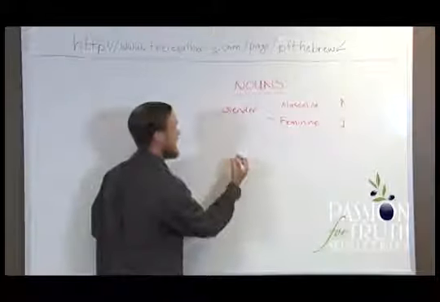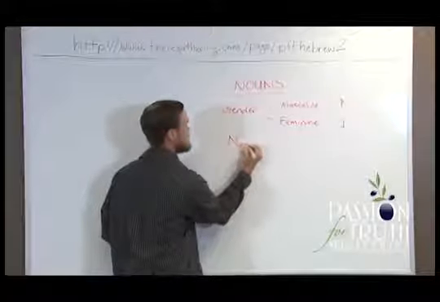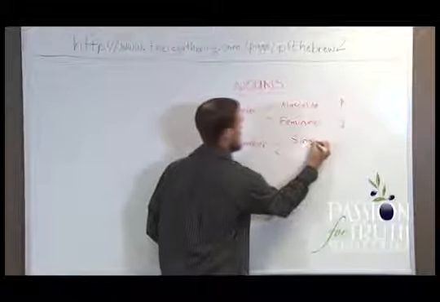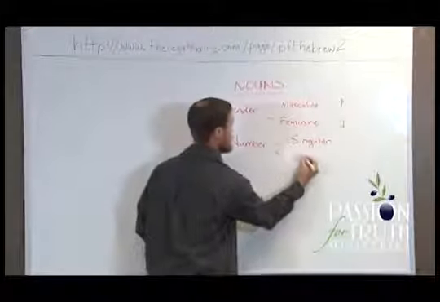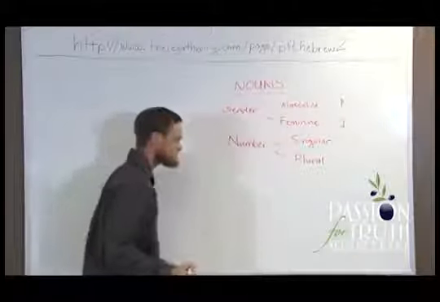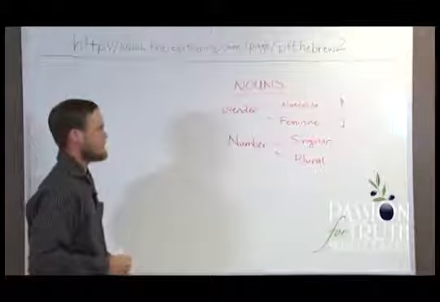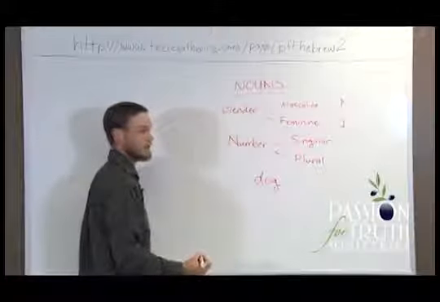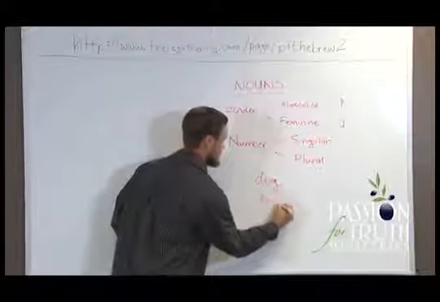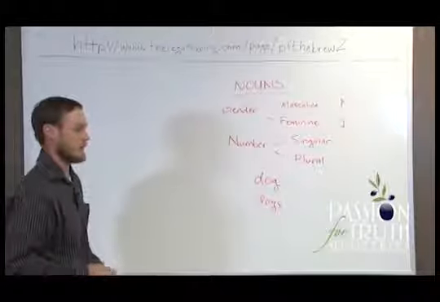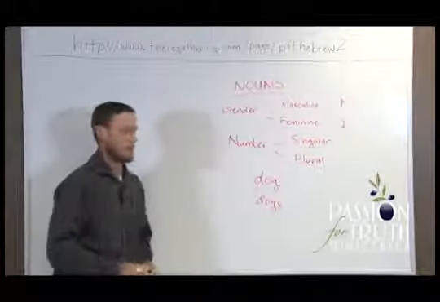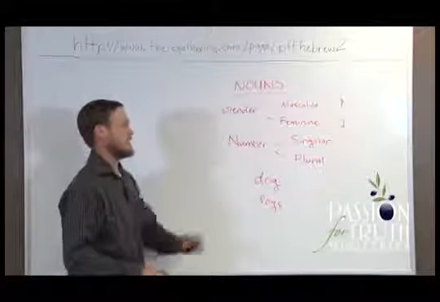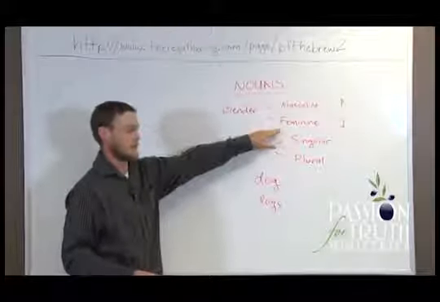All right, and the second property that every noun has is number. Every noun is either singular or it is plural. And it's a very simple concept. In English, the noun dog is singular because it represents one dog. Add an S, the S suffix, dogs, means more than one dog. It's plural. Hebrew does the same thing. It has a suffix indicating plurality. But Hebrew has a different suffix for masculine nouns than it does for feminine nouns.